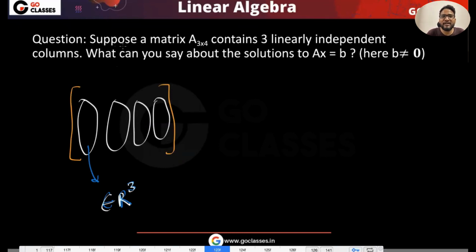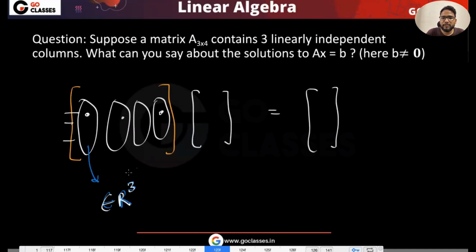Okay, suppose a matrix A 3 by 4, which has 3 rows and 4 columns, then it means every column vector is in R3. Now they are saying that among these 4 columns, just 3 are linearly independent. Okay, then what can you say about this Ax equal to B, for any B? Now this is having 3 linearly independent columns. What can you say about the solution to Ax equal to B?